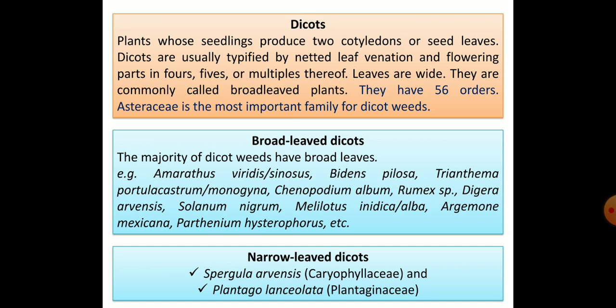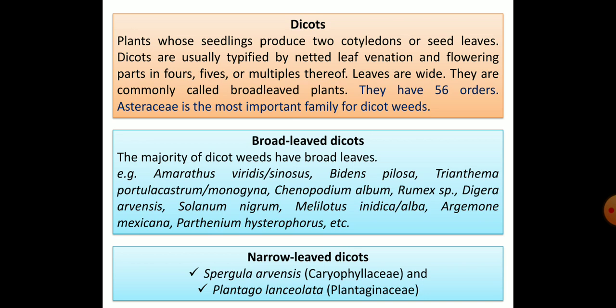Amaranthus spinosus. This is not cynosus, it is spinosus. Then Bidens pilosa, Trianthema portulacastrum, then Trianthema monogyna, Chenopodium album, Rumex species, Digera arvensis, Solanum nigrum, Melilotus indica, Melilotus alba, Argemone mexicana, Parthenium hysterophorus. So we have a number of weeds which belong to this category, broadleaf dicots.